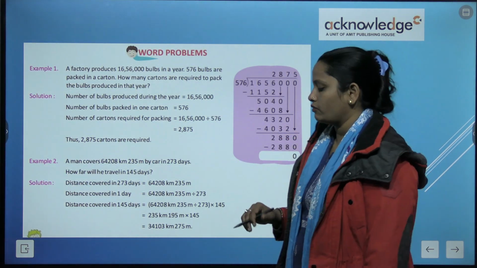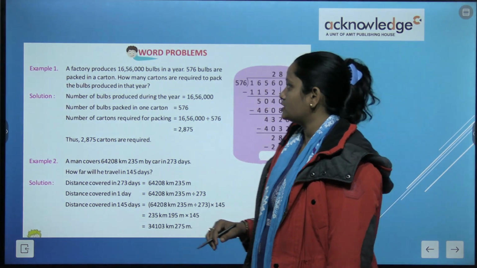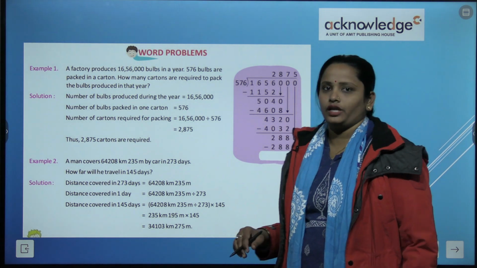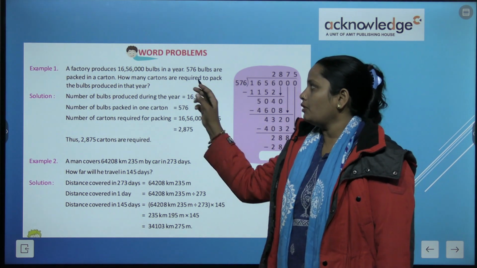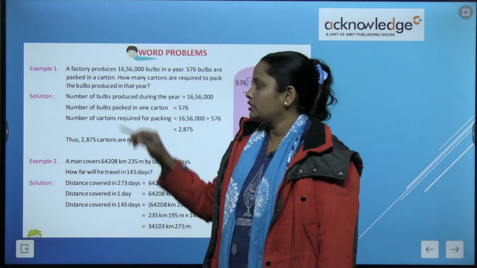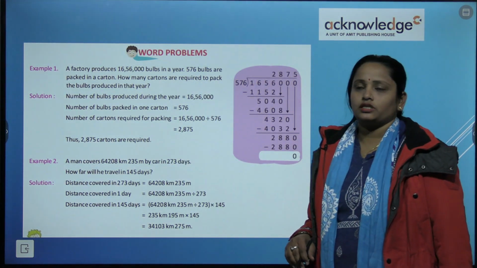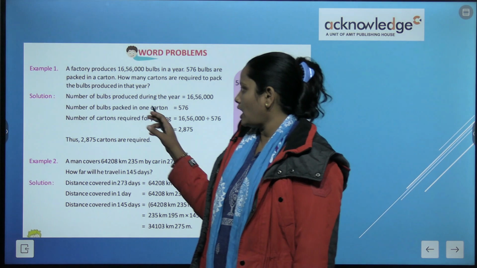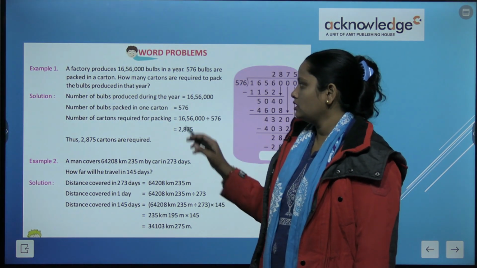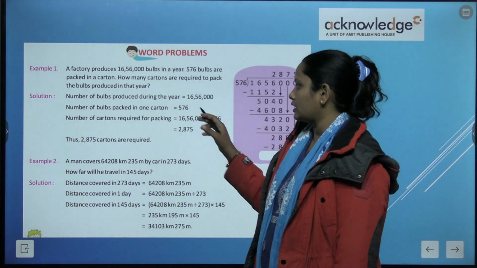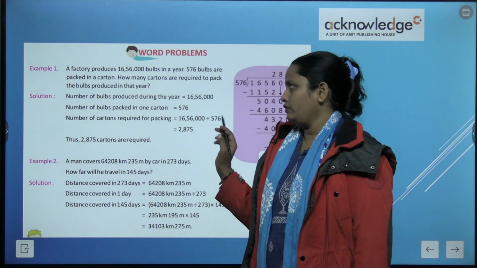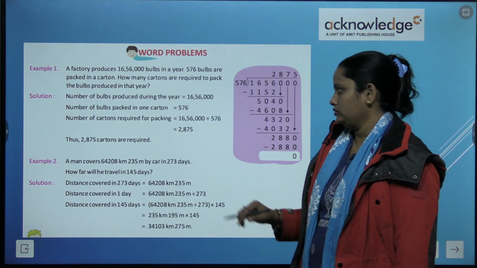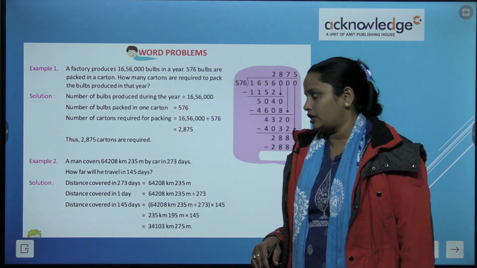Now let's do some word problems. A factory produces these many bulbs in a year and 576 bulbs are packed in a carton. एक कार्टून में इतने bulbs आ सकते हैं. How many cartons are required to pack the bulbs produced in that year? कितने कार्टन्स की जरूरत है bulbs को पैक करने के लिए? So यहाँ पे लिखा है number of bulbs are given और एक कार्टन में जितने भी बल्ब्स आते हैं वो लिखें, तो हम डिवाइड करेंगे. We will get the number of cartons that are required. So these are the number of cartons that are required.